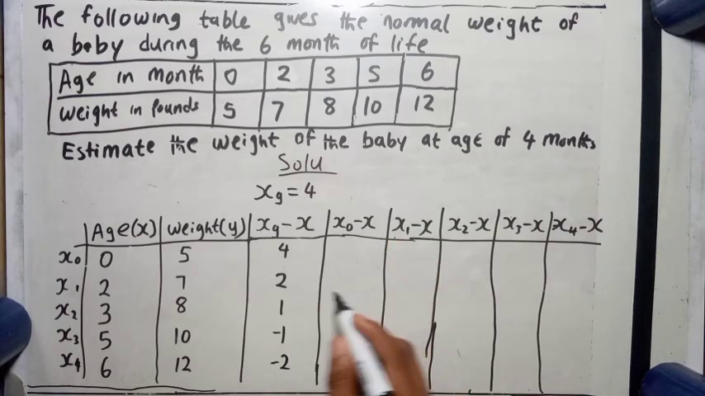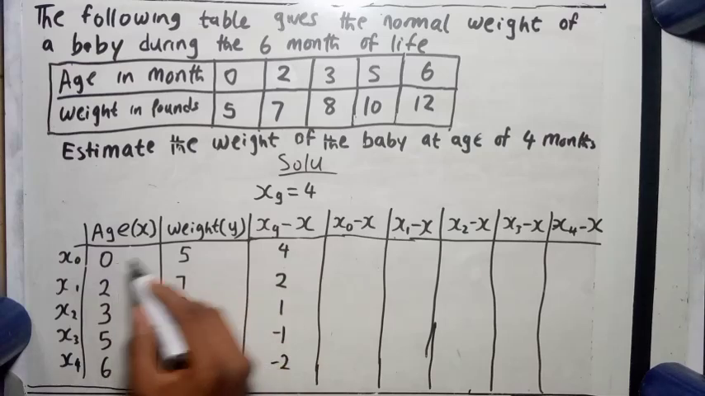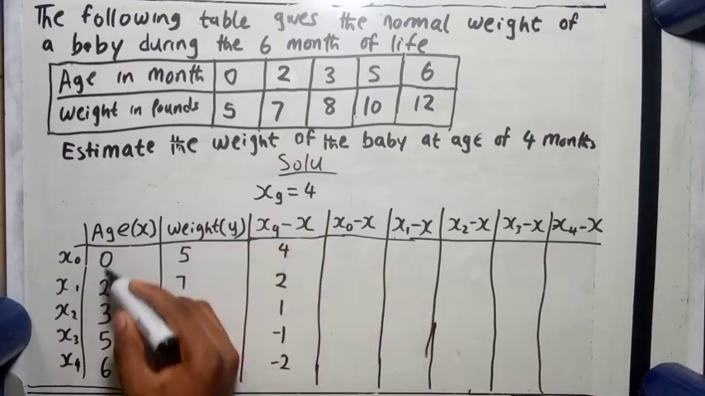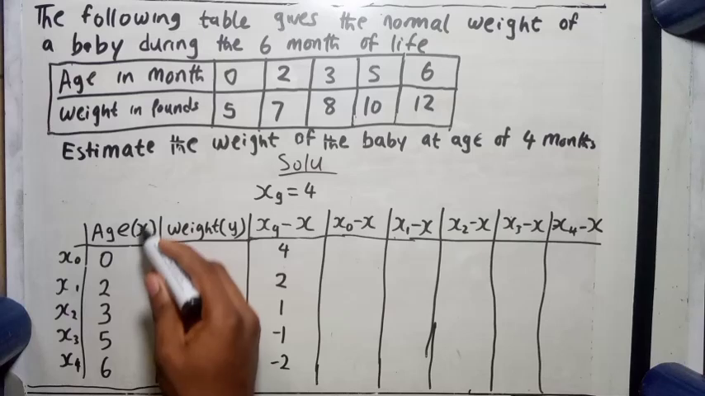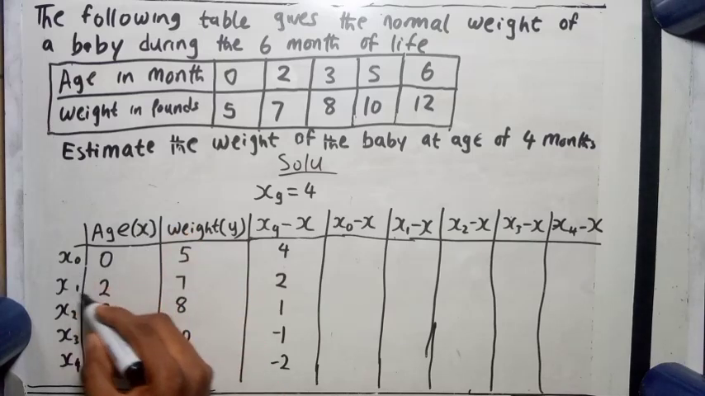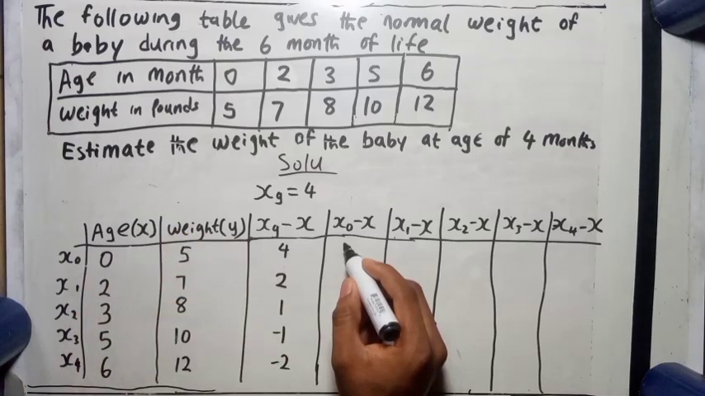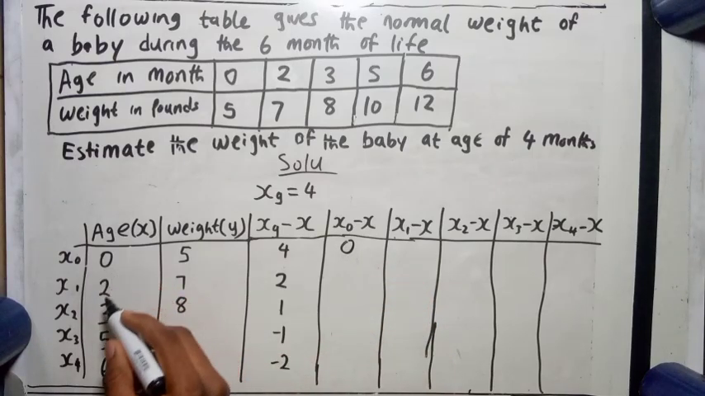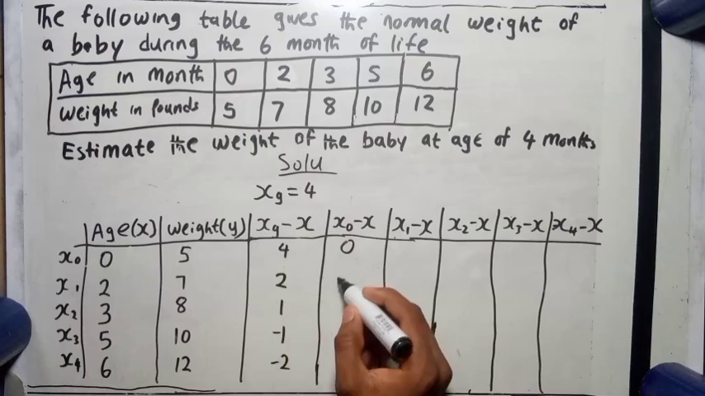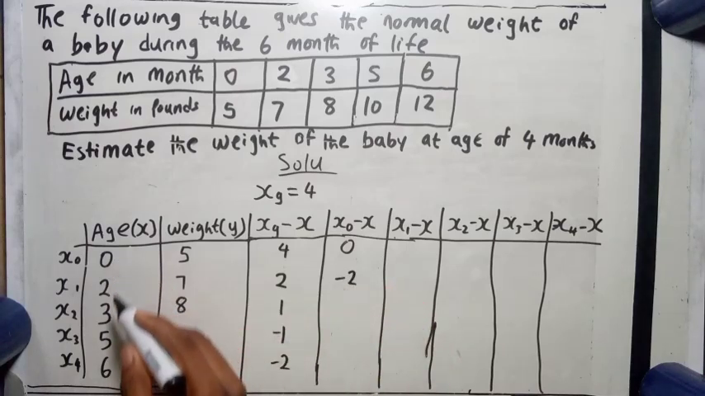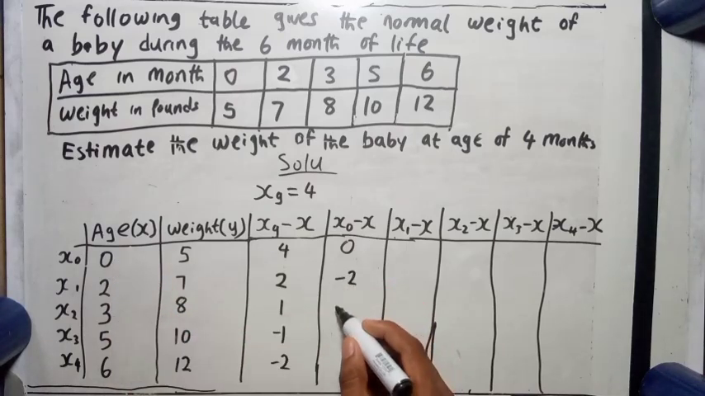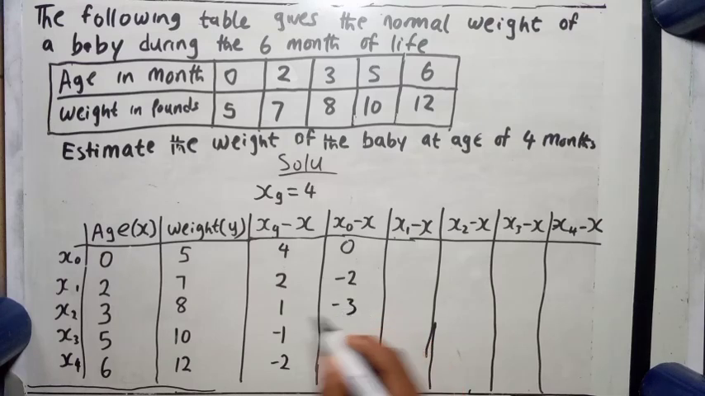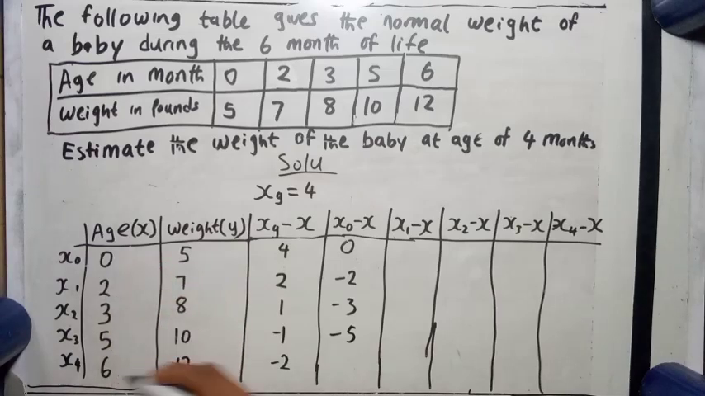Move over to the next one. Now we are going to be using x0, no longer xg again. Now for x0, we're subtracting every x value from it. Now x0 minus 0 is 0. x0 minus 2 is minus 2. 0 minus 3 is minus 3. 0 minus 5 is minus 5. 0 minus 6 is minus 6.